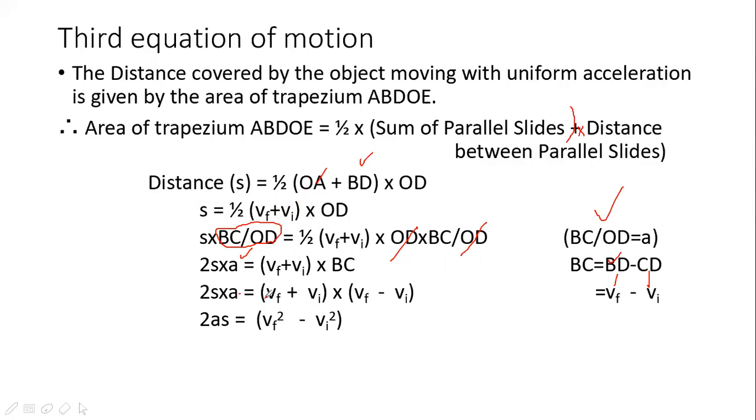So 2S cross A is equal to V plus VI cross V minus VI. So it is written 2S is equal to V square minus VI square. Here the formula is applied.